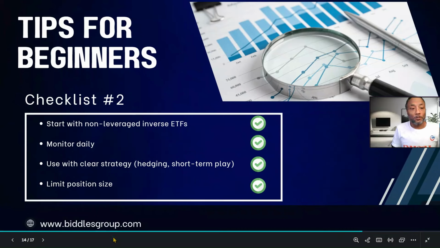What do we want to do? We want to start with non-leveraged ETFs. We want to monitor it daily. And we want to use it with a clear strategy. What are we doing? Is it a short-term play? Are we hedging? And we want to limit position size.